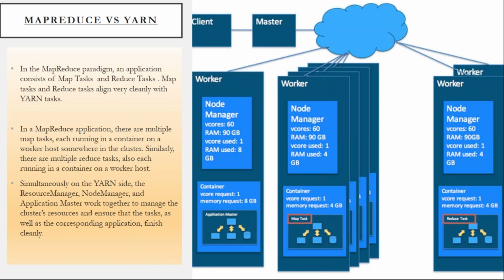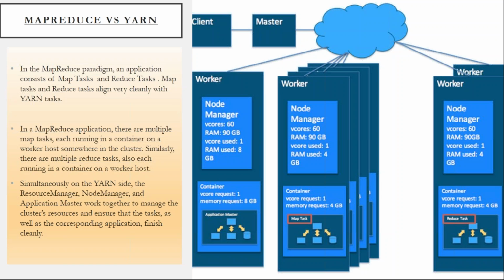Now, let's go into point 2. In a MapReduce application, there are multiple map tasks, each running in a container on a worker host somewhere in the cluster. The reason they say somewhere in the cluster is that it's not easy for you to identify. The transformation is running on your data, where the data is based. That's how it works. Similarly, there are multiple reduce tasks also, each running in the containers of the worker host.